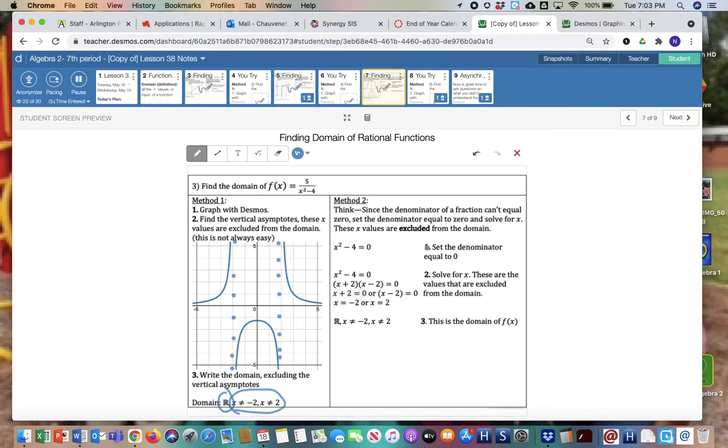Or, how do we do it algebraically? Well, we can't divide by 0, so let's set the denominator equal to 0 and solve. I get x squared minus 4, which I can factor into x plus 2 and x minus 2. Set them both equal to 0 and solve, so I get x equals 2 and negative 2. Those are the values x cannot be, because they would make the denominator equal 0, which we can't do because you can never divide by 0. So we get the same answer: all real numbers except negative 2 and 2.